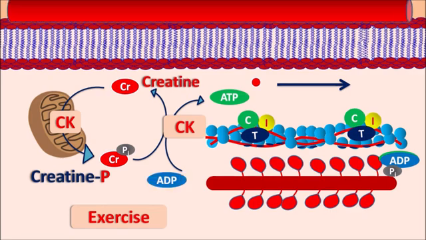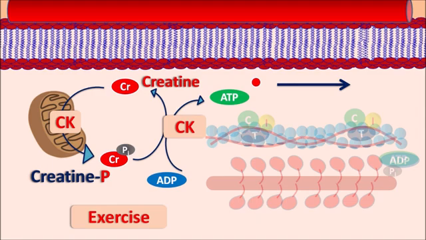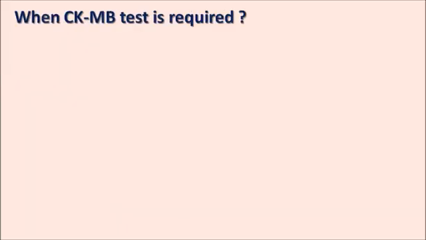Now when there is a muscle damage, the creatine kinase may be released into the bloodstream, where it elevates the levels of CK within the blood. And when there is a cardiac damage, the specific CK-MB levels are elevated. When is the CK-MB test required? We have seen that total CK values are elevated in a few conditions such as skeletal muscle damage or cardiac muscle damage.